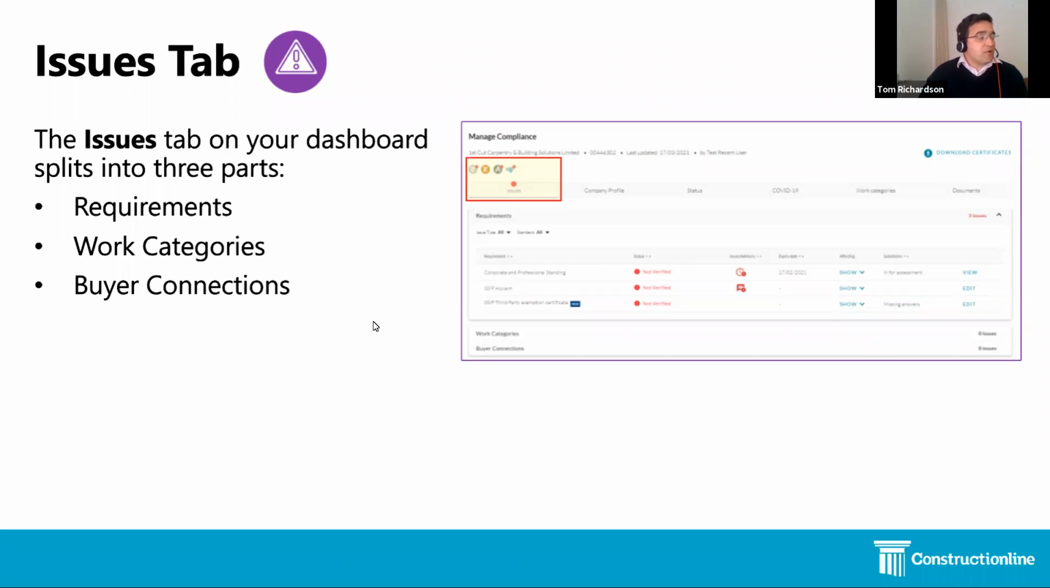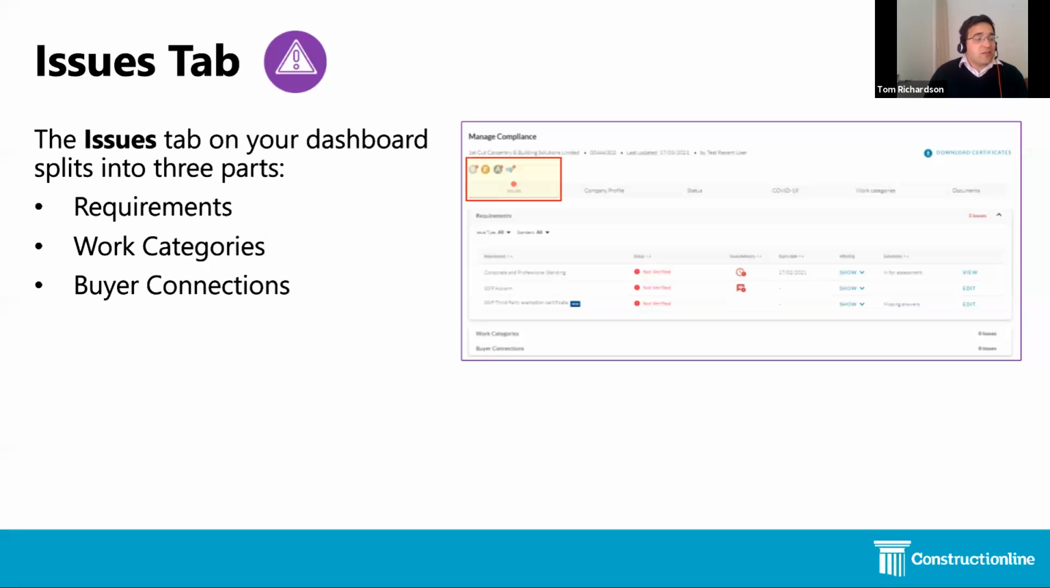The section itself is broken into three parts. The first part is requirements. So that is the various sections you need to complete. So identity information, insurance information, corporate professional standing, those kind of sections.